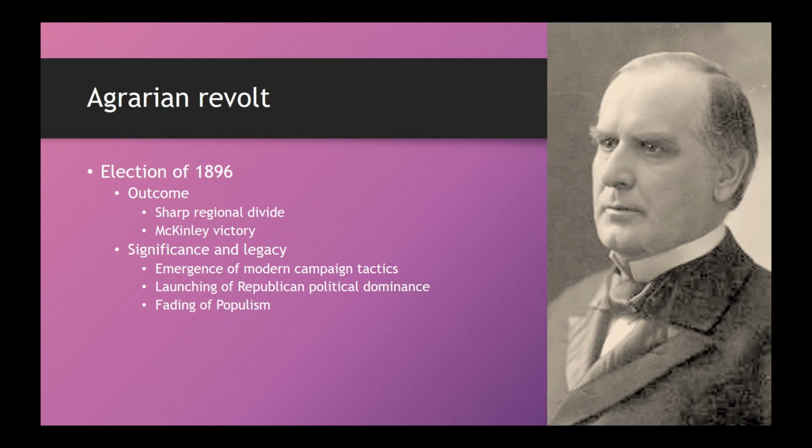And a lot of the modern campaign techniques, negative advertising, getting people, helping with turnout, a lot of those things really are kind of established and solidified in this election, and really will set off Republican dominance over American political life until 1929. Well, till 1932, but essentially from this point in 1896 until just after the stock market crash in the beginning of the Depression, the Republicans hold sway.